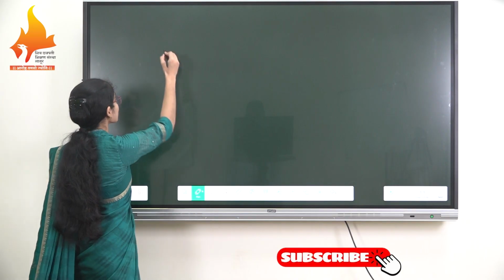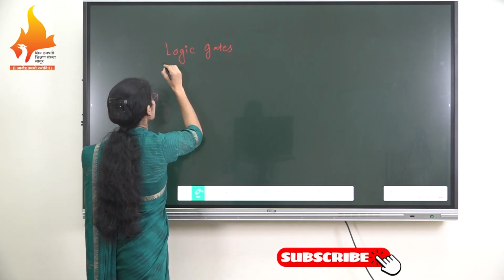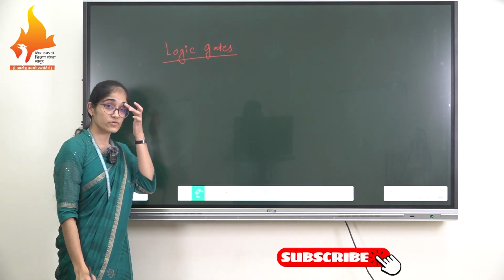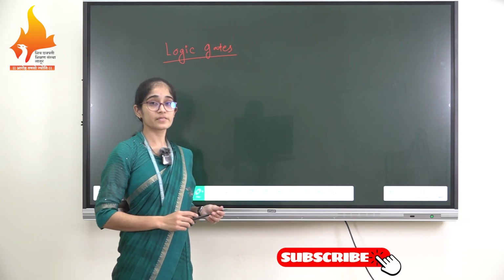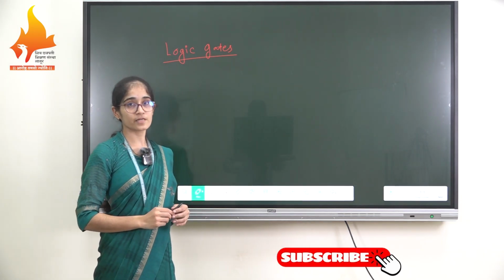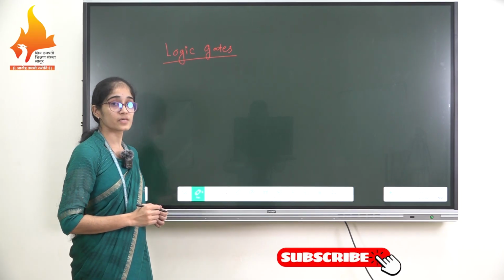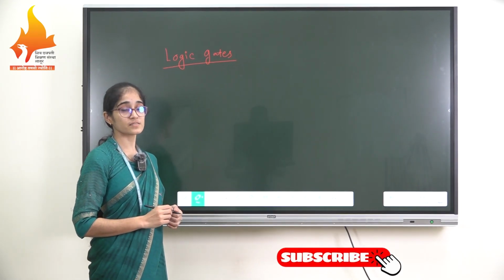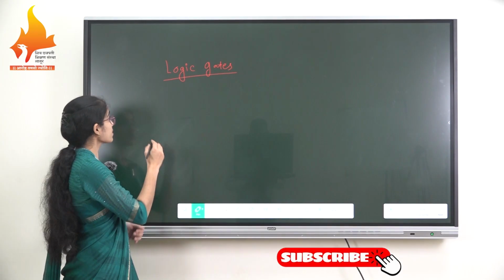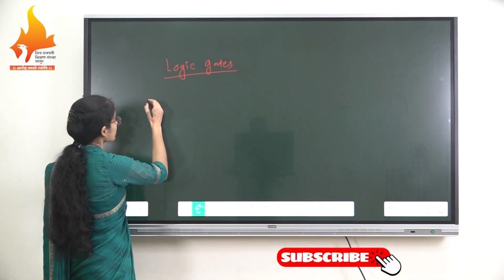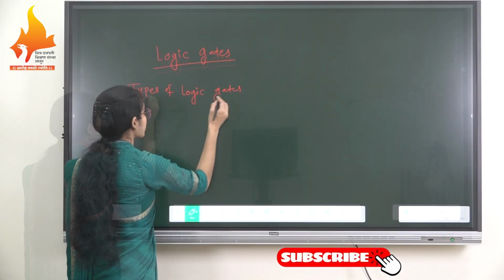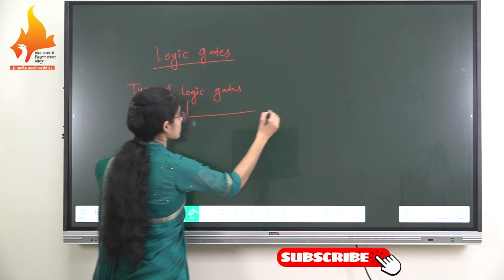Now first we see what logic gates are. Logic gates are the basic building blocks of digital electronic circuits and are used in many digital electronic devices as a basic component. Okay. Now there are different types of logic gates. They are divided into three parts.